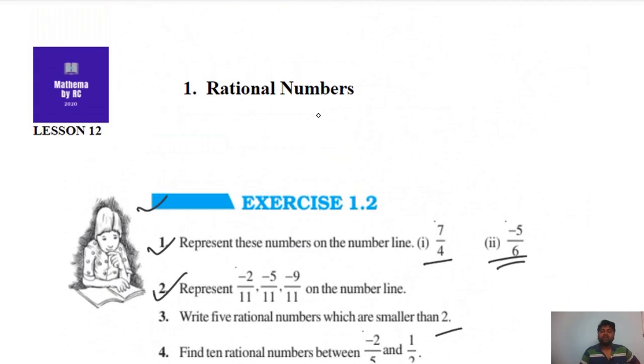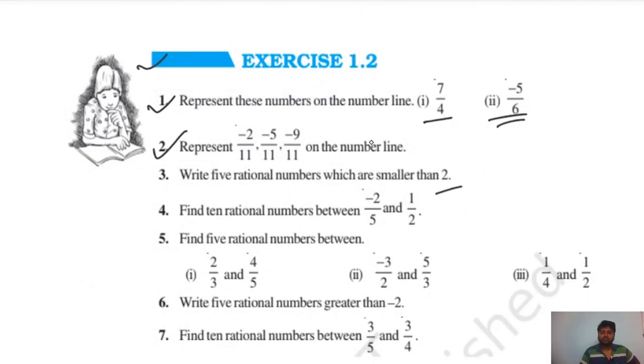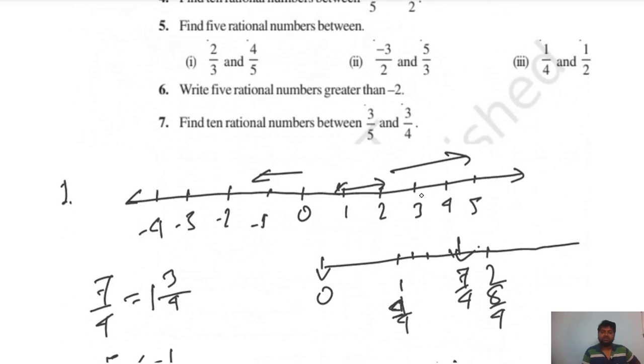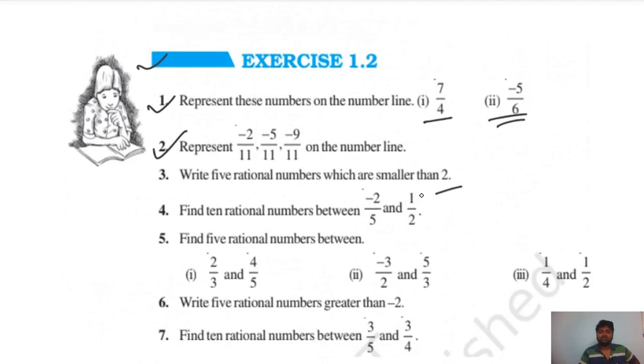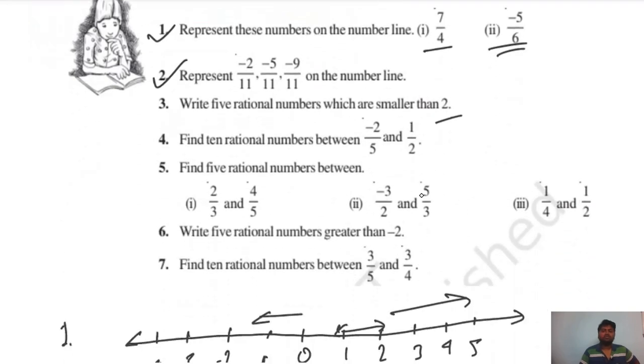These numbers are smaller than 2: 1, 0, minus 1, minus 2, minus 3, minus 4, and an infinite number of numbers less than 2 in this portion. On a similar basis, the next question: write 5 rational numbers greater than minus 2.